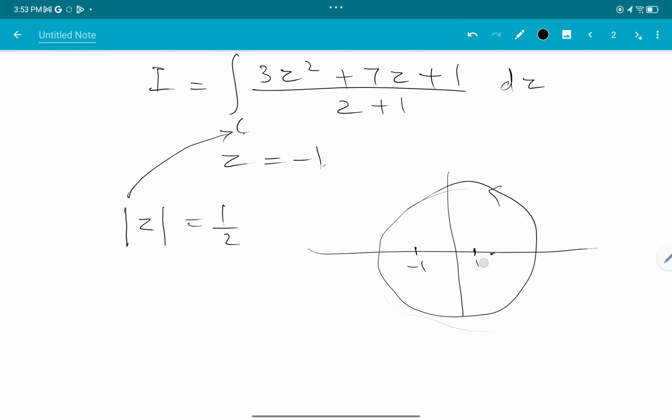This means 1 by 2 is here, minus 1 by 2 here, and then the circle is like this. The path of the integration avoids this singularity. When the path of the integration avoids the singularity, then you can easily say that this integral is equal to 0. So these two were actually warm-ups for us.